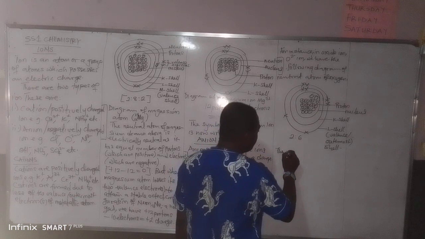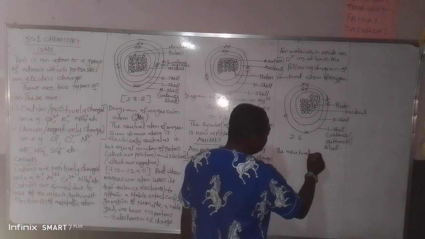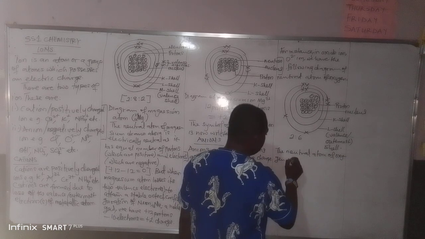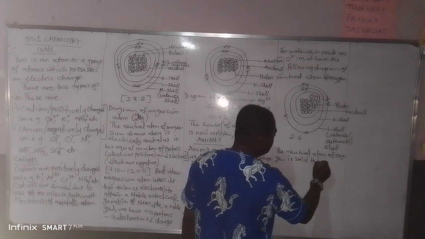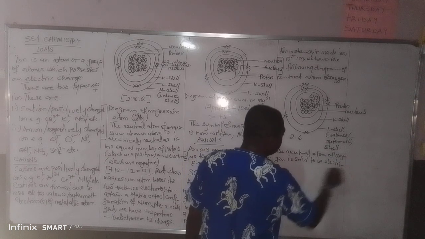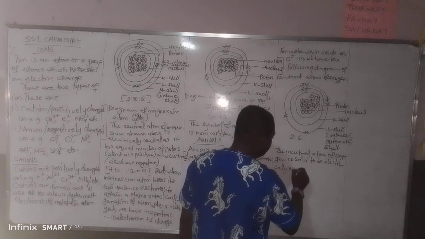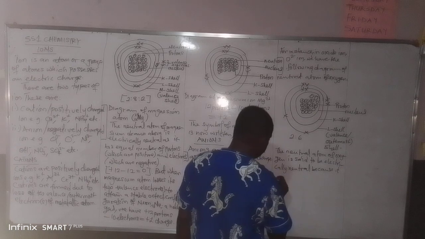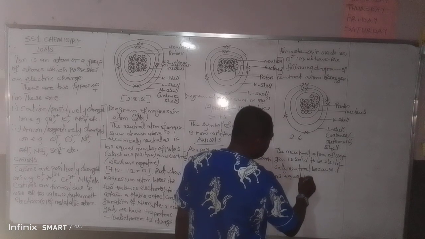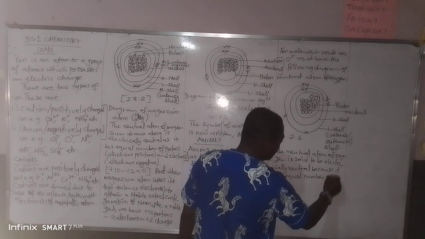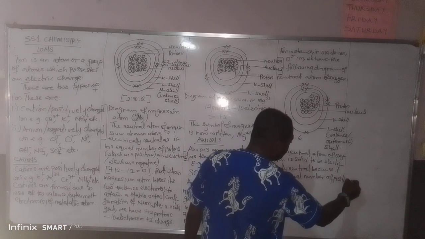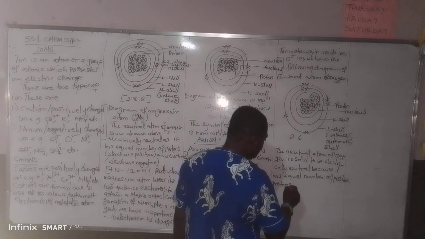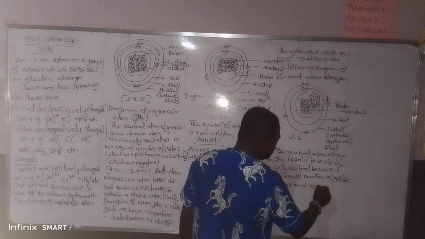So the neutral atom of oxygen is said to be electrically neutral. Why is it electrically neutral? Because it has an equal number of positive protons and negative electrons.